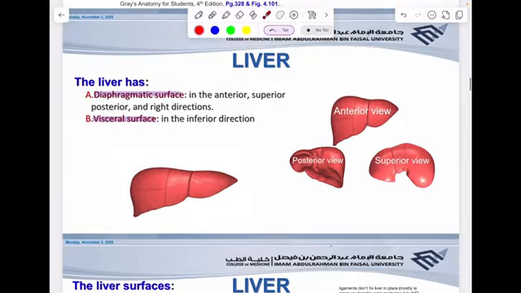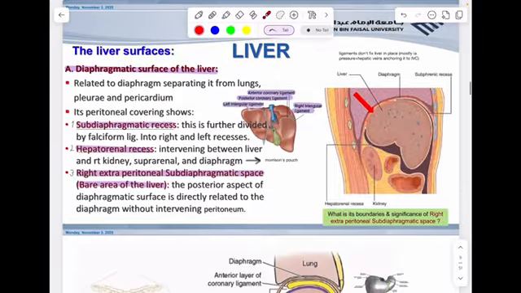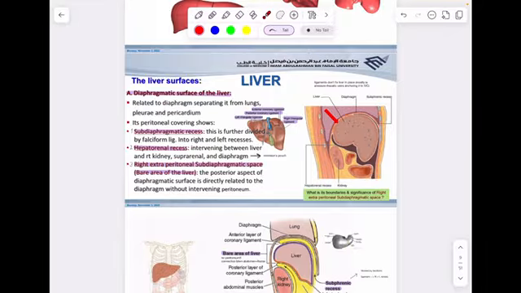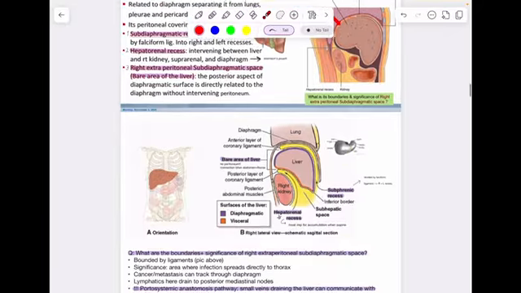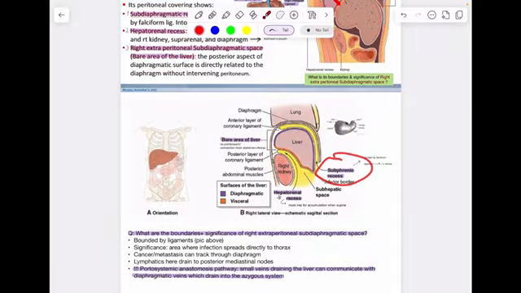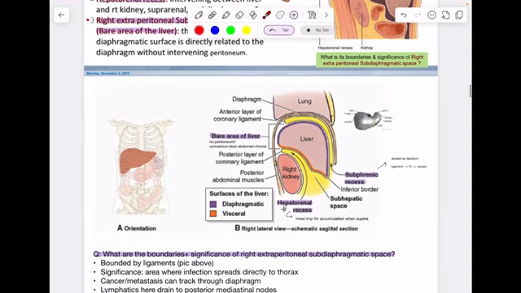It has 2 surfaces, the diaphragmatic and visceral surfaces. Here, what matters to us in the diaphragmatic surface, we have 3 things. We have the subdiaphragmatic recess, or also known as the subphrenic recess, and this is going to be divided by the falciform ligament into a right and left recess.